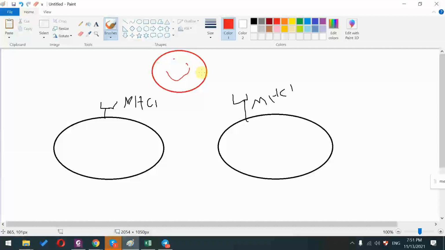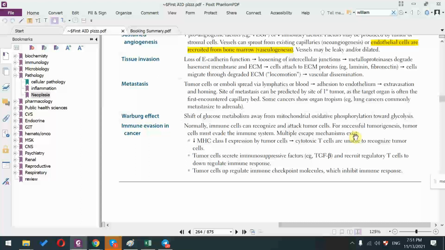So here you have him, he still has the gun and he still has the FasL hand, yes? And he's moving around with them. But he does not kill these cells with the MHC class 1 because he recognizes they are from our body. So what happens? Here they tell us, the first way to evade the immune system is decreasing the MHC class 1 expression by the tumor cells. So the cytotoxic T cells are unable to recognize the tumor cell.